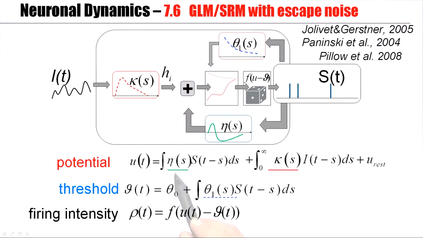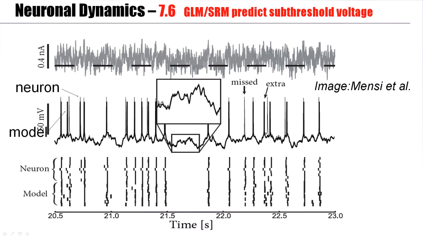Since the voltage is linear in the parameters, given the input current, given the observed spike trains, since the threshold is linear in the parameters, given the observed spike times, since the firing intensity is a convex function of u minus theta, we have the powerful tools of GLMs at hand to optimize these parameters. And the parameters are the shapes of the filter kappa, filter eta, filter theta 1. And this is, after parameter optimization, how it looks like.